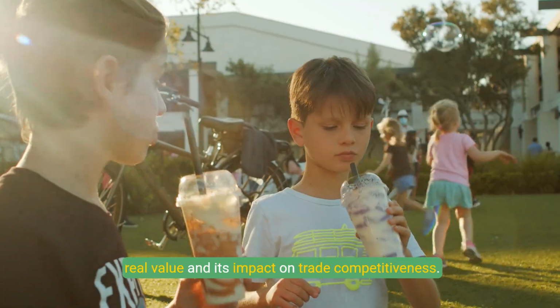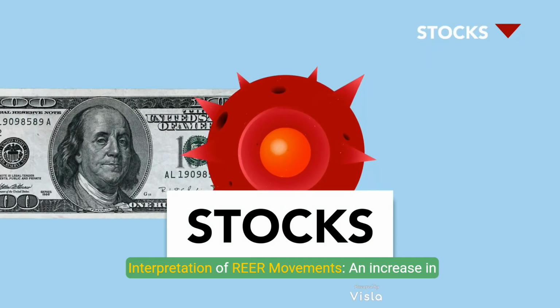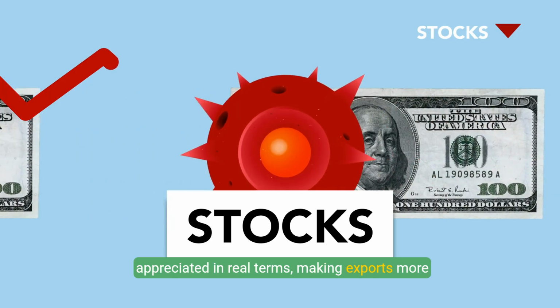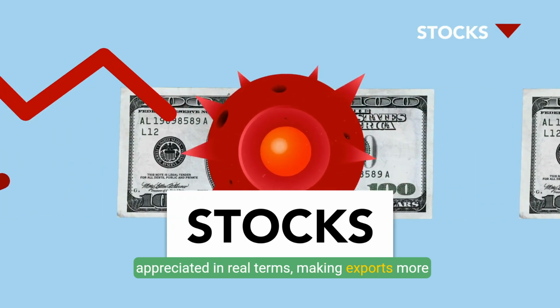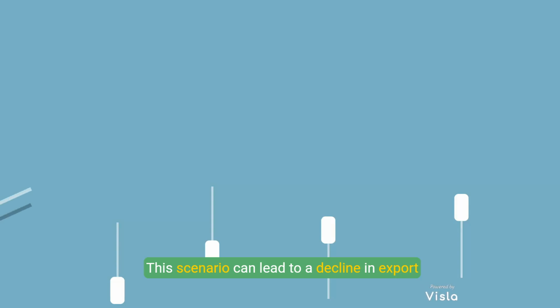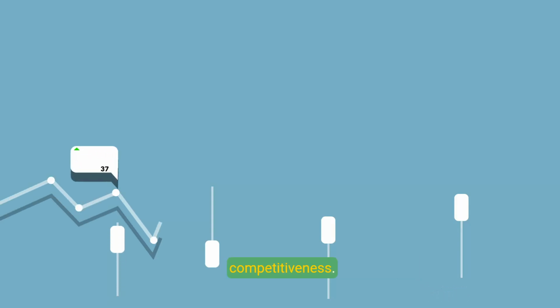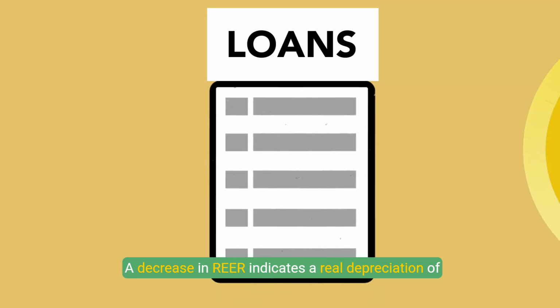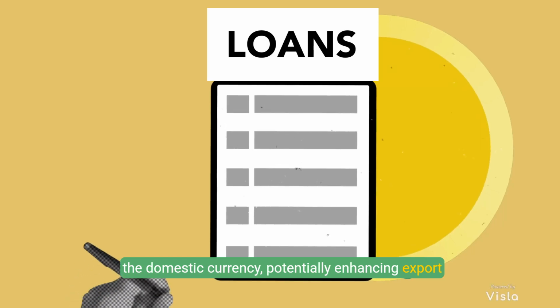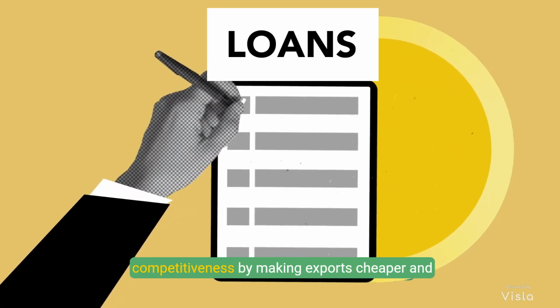Interpretation of REER movements. An increase in REER suggests that the domestic currency has appreciated in real terms, making exports more expensive and imports cheaper. This scenario can lead to a decline in export competitiveness. A decrease in REER indicates a real depreciation of the domestic currency, potentially enhancing export competitiveness by making exports cheaper and imports more expensive.